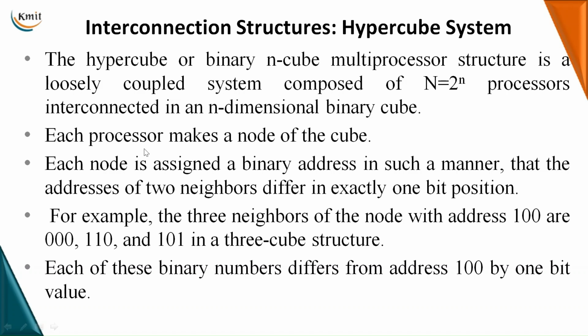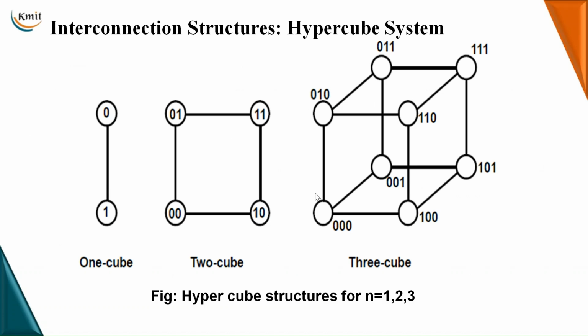Here each node or processor is assigned a binary address, and the address is assigned in such a way that the addresses of two neighbors differ in exactly one bit position. For example, in this hypercube system, for a 1-cube where n is 1, 2 to the power of 1, you have only two nodes, 0 and 1. This is a 2-cube, 2 to the power of 2, where you have 4 nodes: 00, 01, 10 and 11. Through these 4 nodes you have created a cube. Similarly, 2 to the power of 3 gives 8 nodes connected by means of a 3-cube.